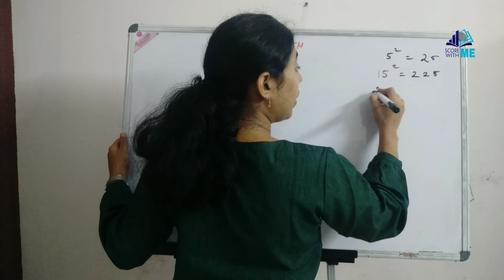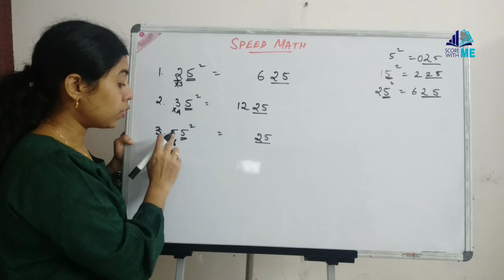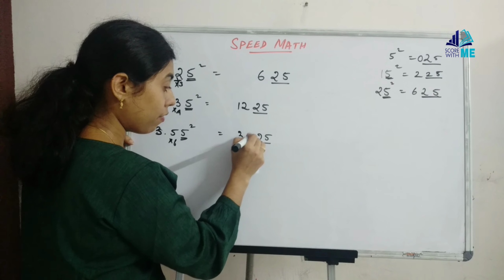Next, what will be the square of 55? Since I have 5 at the end, my last two digits are 25 for sure. 5 is in the tens place. So the number preceding 25 will be 5 multiplied by the number after 5, that is 6. So 5 into 6 is 30. So I will have 3025 here.